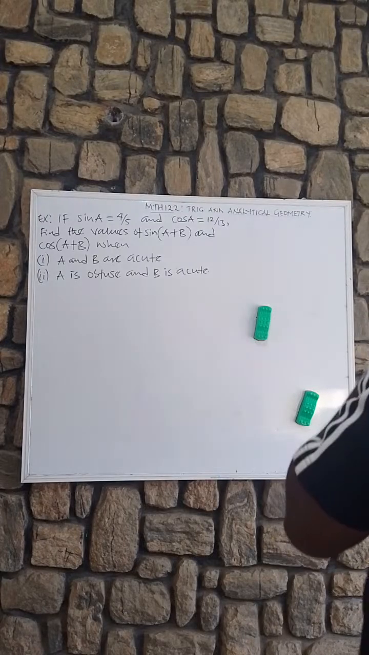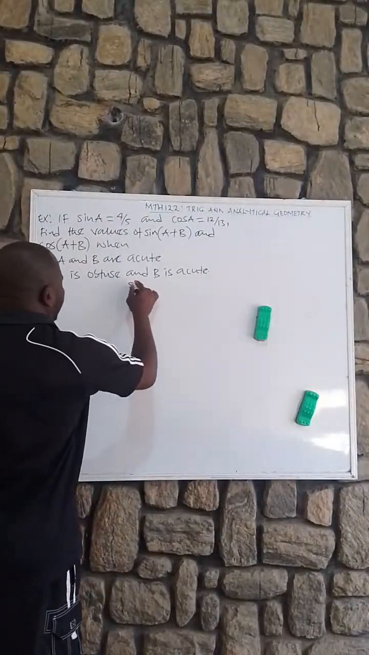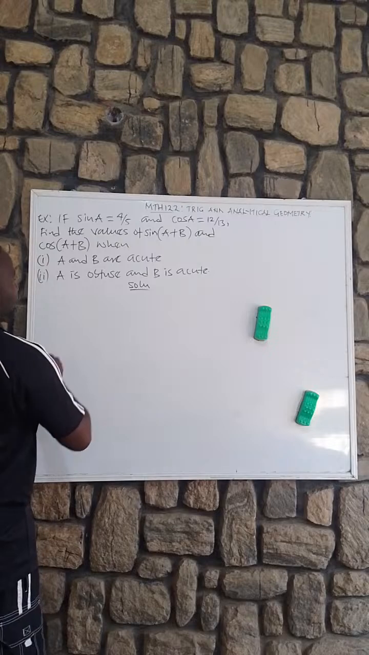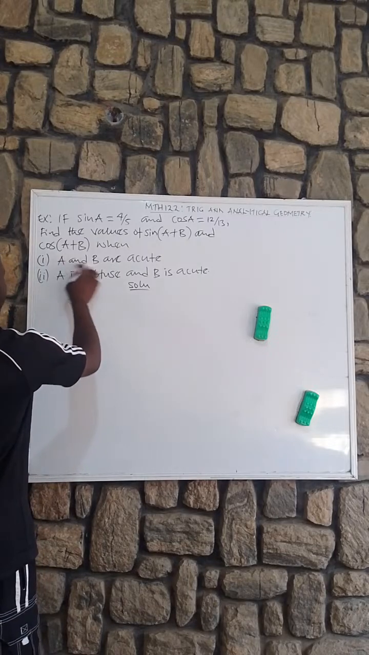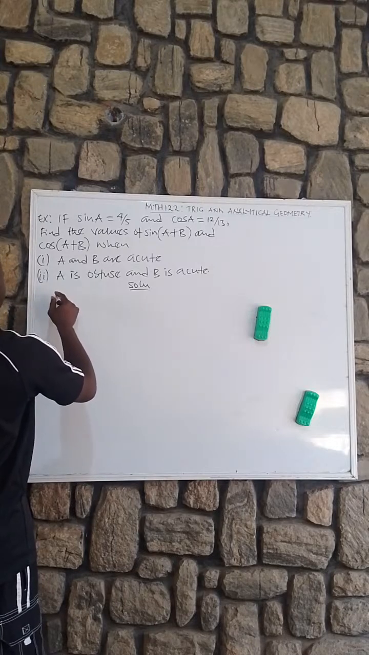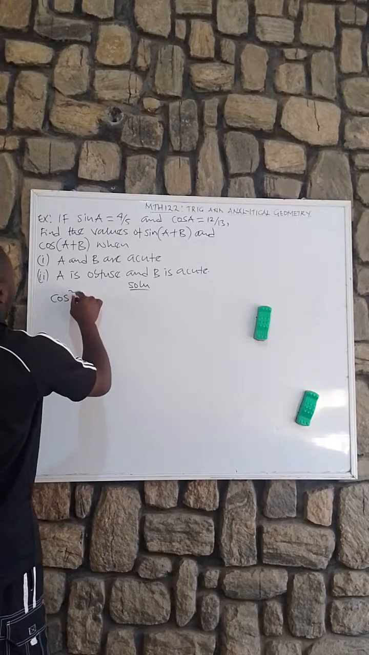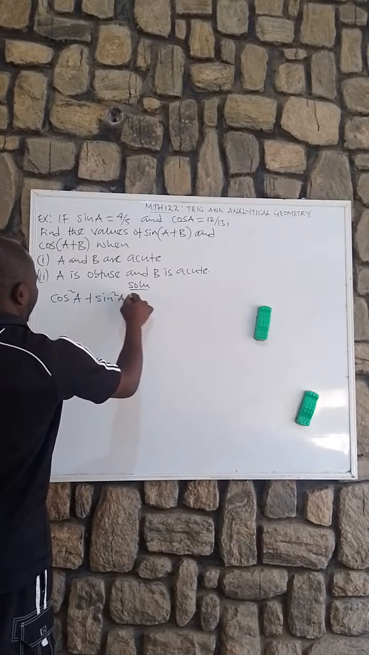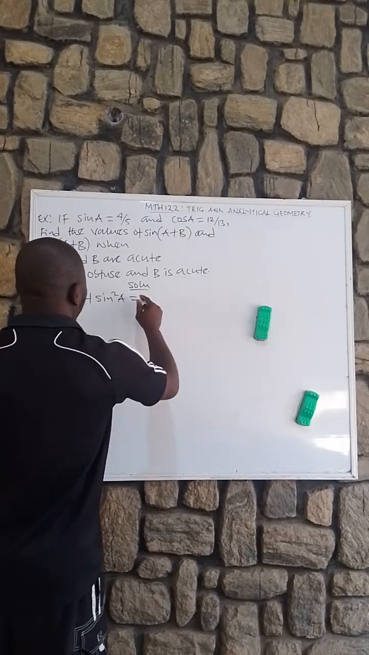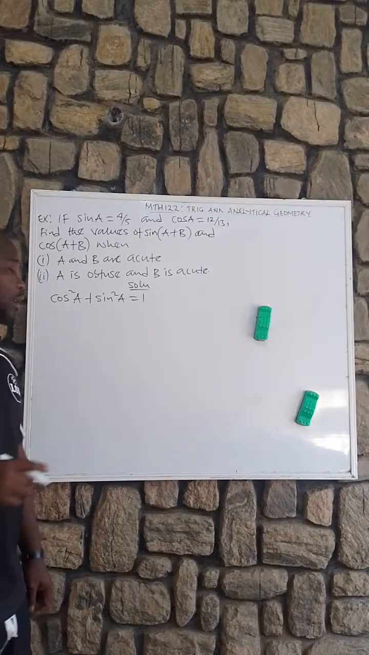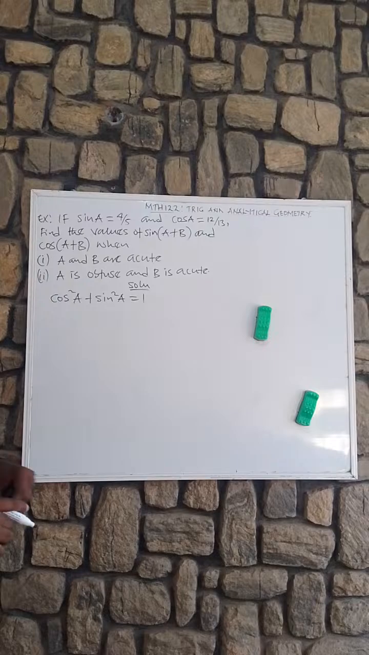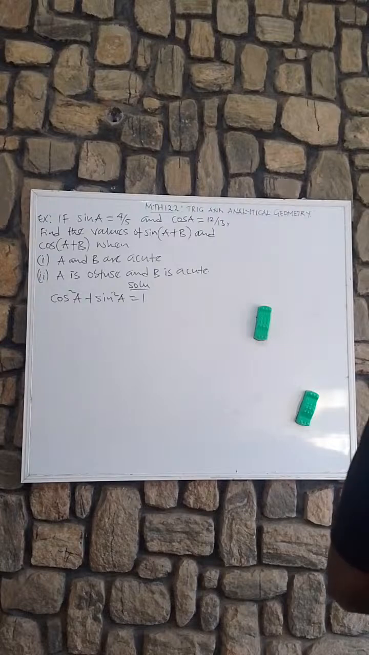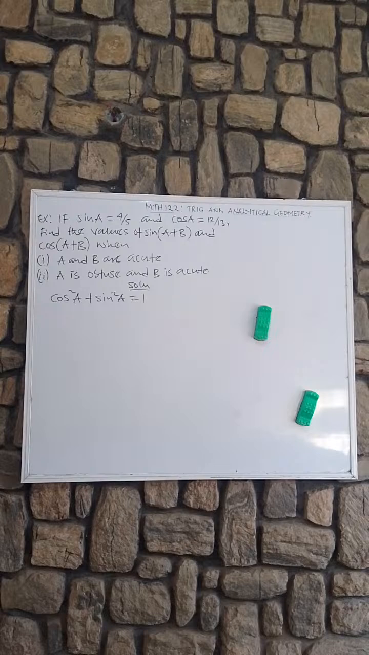At first, what we should consider is, let's go back to our Trig identity, where you know that for us to obtain A and B, cos square A plus sine square A is equal to 1, because your cos square theta plus sin square theta is always 1. True or false? It's true, right?